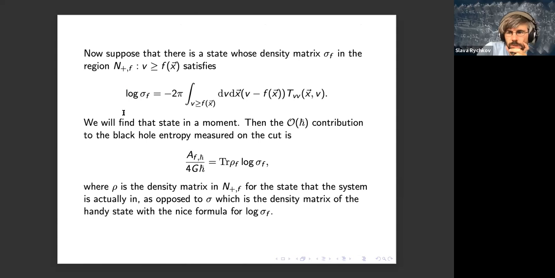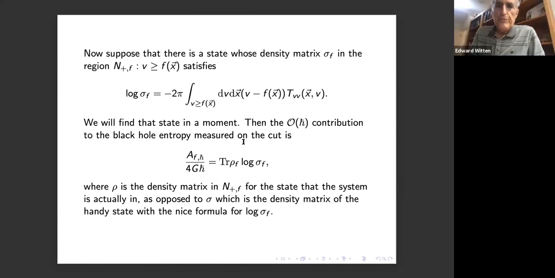Can I ask a question? Yeah, let me finish the sentence. Yes. Then the order H bar contribution to the black hole entropy measured on the cut is the trace of rho F log sigma F, where rho is the density matrix for the state we're studying. And sigma is the convenient state that had this density matrix.